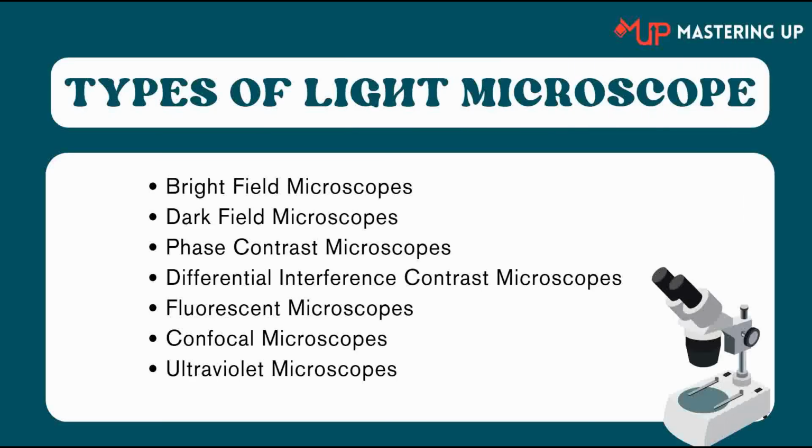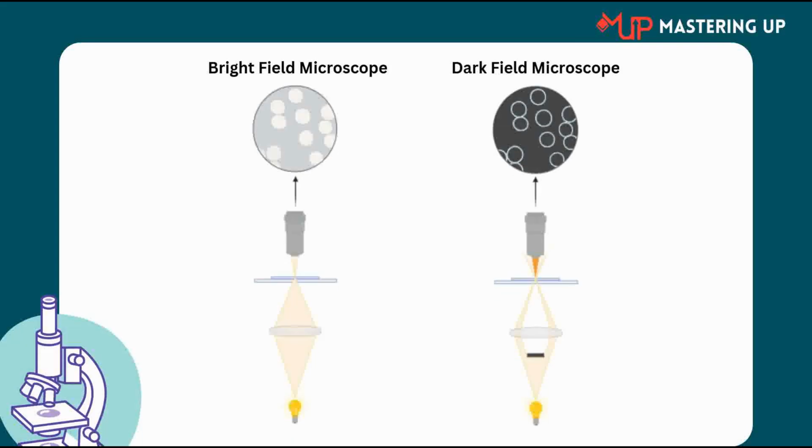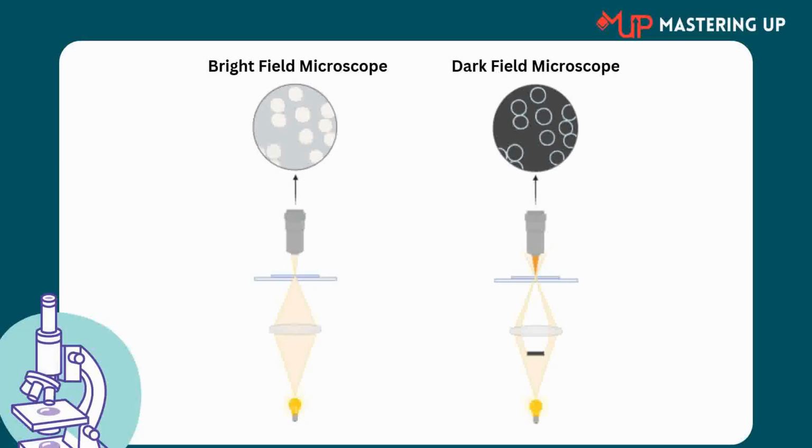As we have studied the principle and working of the light microscope, let's move on to the types of the light microscope in detail. The types include bright field microscope, dark field microscope, phase contrast microscope, differential interference contrast microscope, fluorescent microscope, confocal microscope, and ultraviolet microscopes. Let's see each of them in detail. Let's first see the bright field microscope.